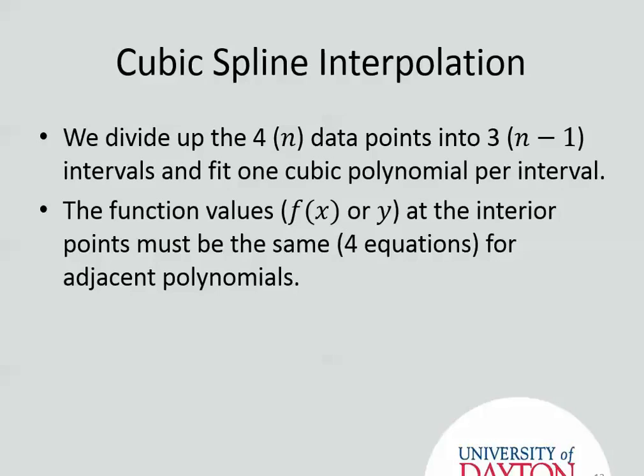What that says is that the y values at the interior points, y1 and y2, must be the same for adjacent polynomials. That's saying that this polynomial needs to go through this point, the second polynomial needs to go through this point and that point, and the third polynomial needs to go through this point over here. That's all that's saying. So we write those equations and we use that information. Our first 4 equations come from that rule that we have.